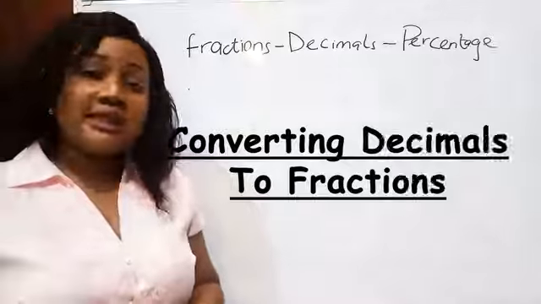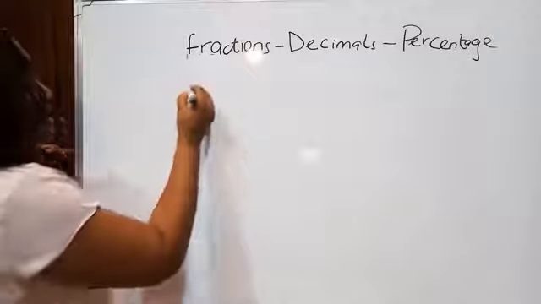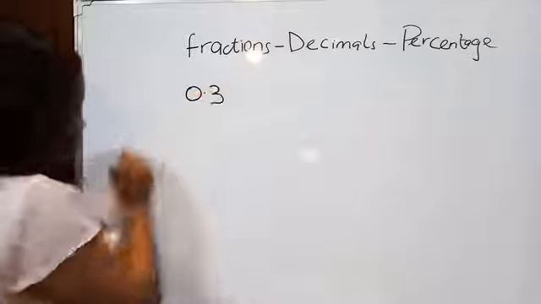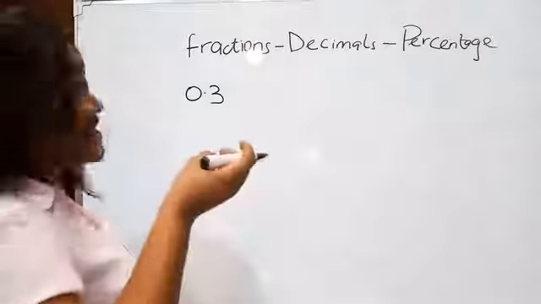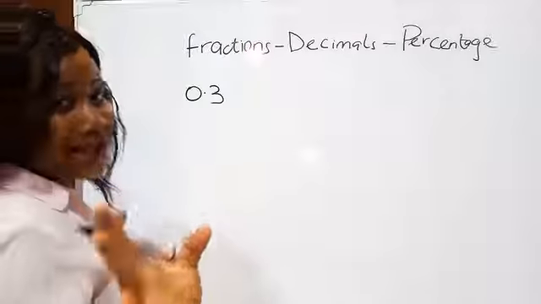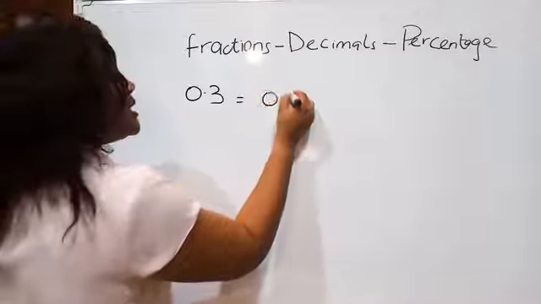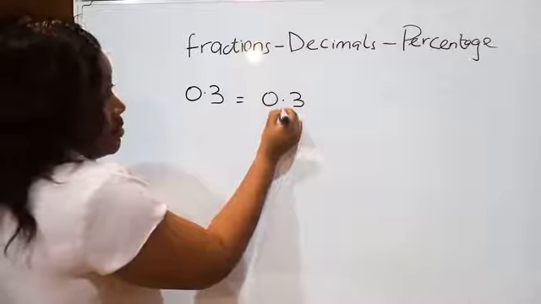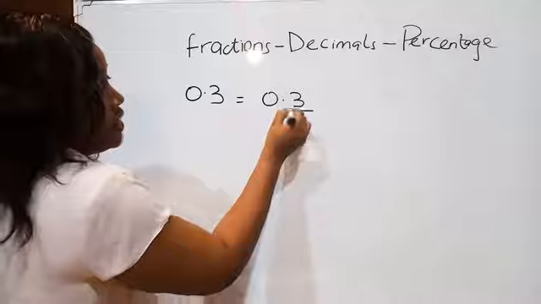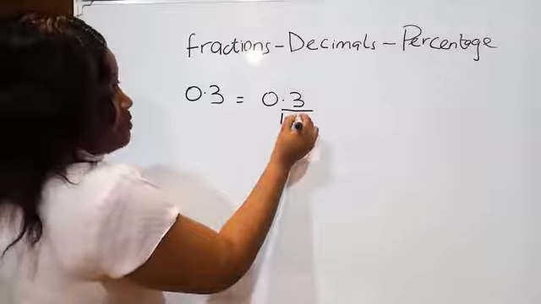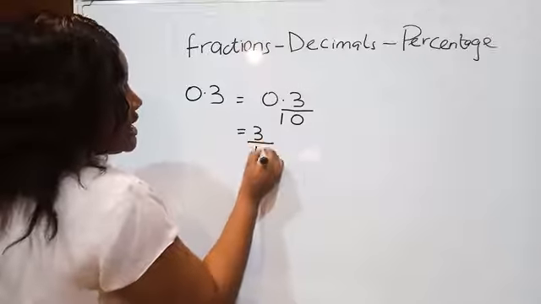Now let's look at changing decimals to fractions. If for example you have 0.3, it's very easy. The simplest way of doing it, where I like to do it: from the decimal point, I draw a line. Then under the decimal point, I put 1. Under the digit, I put 0. So I have 3 over 10.